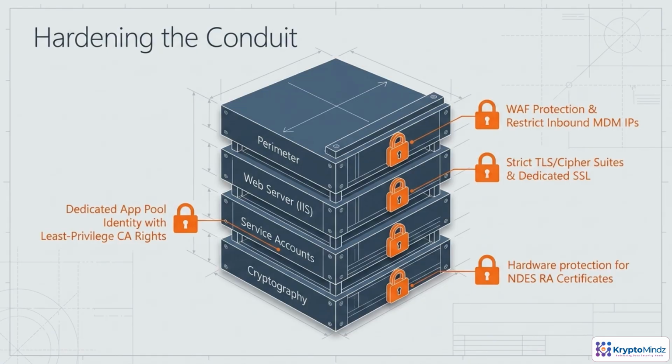Anytime you deploy NDES or another PKI conduit into your CA, assume it will be probed and attacked at every layer. At the perimeter, enforce a lockdown path from known MDM or device networks only, ideally fronted by a WAF. On the web tier, remove legacy protocols, enforce strong TLS and cipher suites, and use a dedicated SSL certificate. Run NDES in a dedicated app pool and service account with only the minimum CA permissions required. Finally, protect NDES RA keys with hardware or secure key storage, not software-only keys.